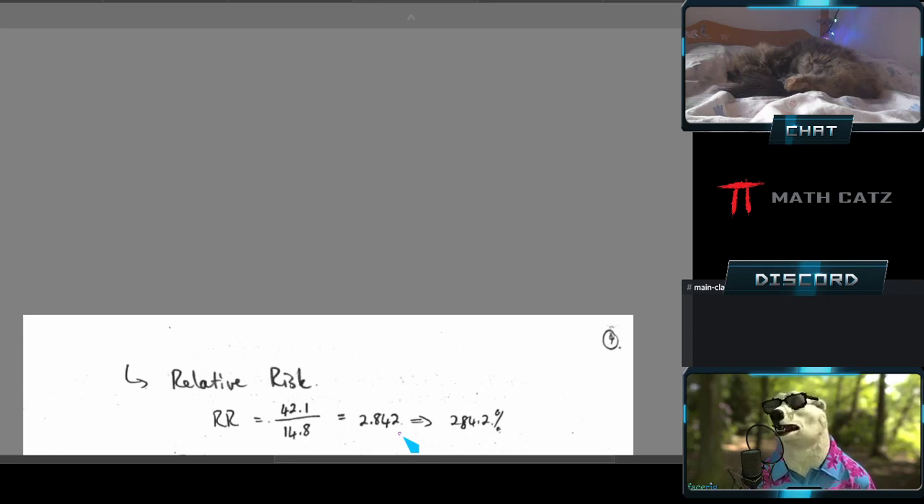That's decimal. I can then convert that to a percentage as well. However, the percentage in this case is a little bit more difficult for people to wrap their heads around. So let's not worry about that just yet. I'll come back to it in a second. 2.8 times worse to be unmarried versus married.